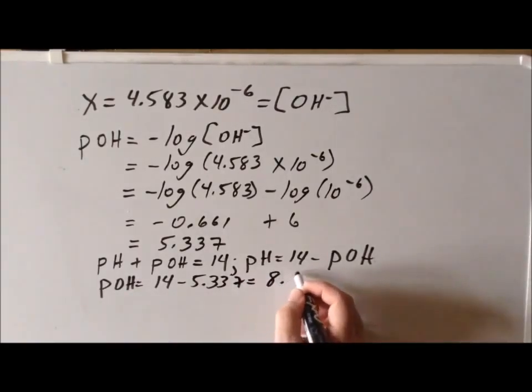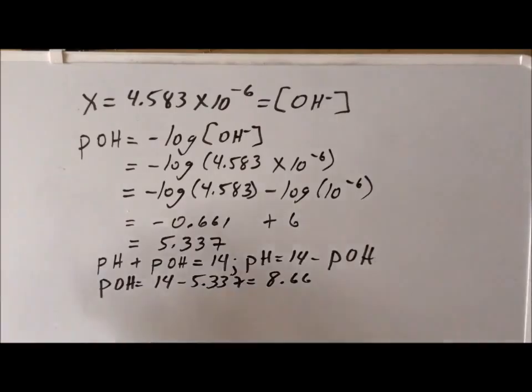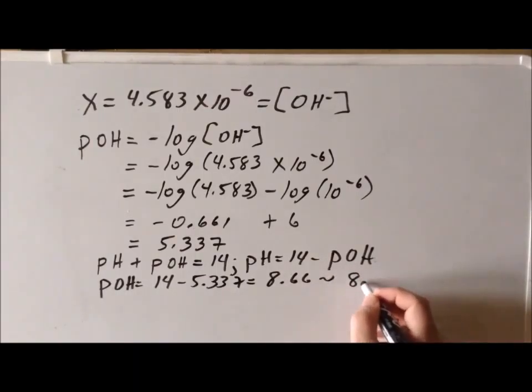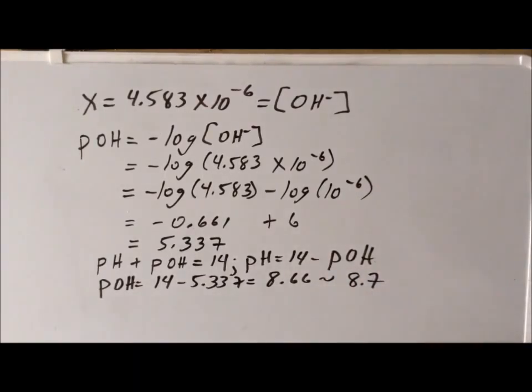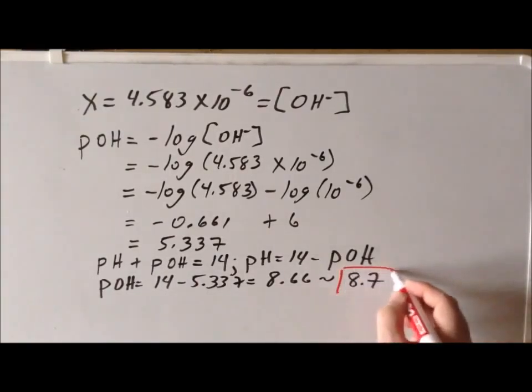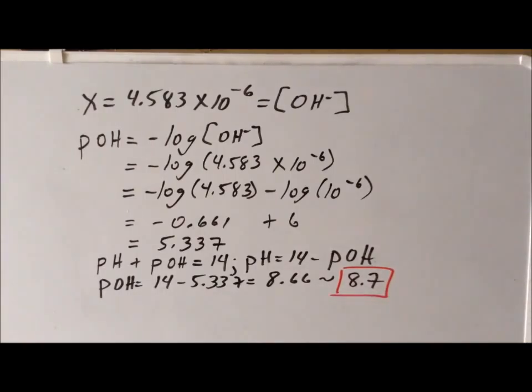8.66. And we realize that in our initial conditions, the concentration of aniline had two significant figures, and the Kb value had two significant figures. So therefore, we want to round our pH to 8.7. Since 8.7 is larger than 7, this seems reasonable and consistent with a situation where we have a weak base.